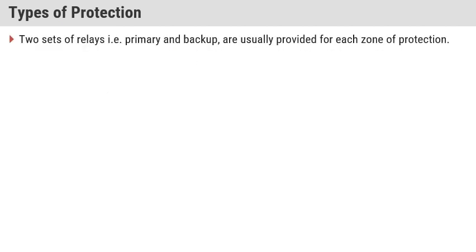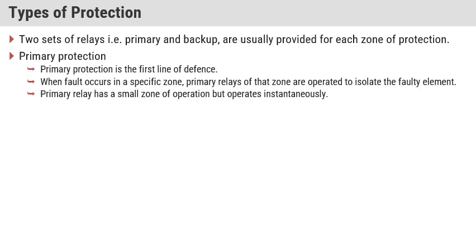Two sets of relays, a primary and a backup, are usually provided for each zone of protection. Primary protection is the first line of defense. When a fault occurs in a specific zone, the primary relays of that zone operate to isolate the faulty element. Primary relays have a small zone of operation but operate instantaneously.